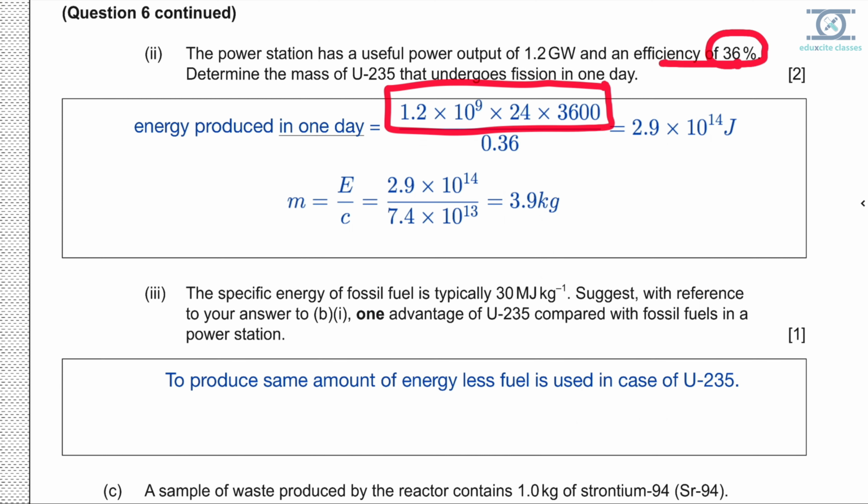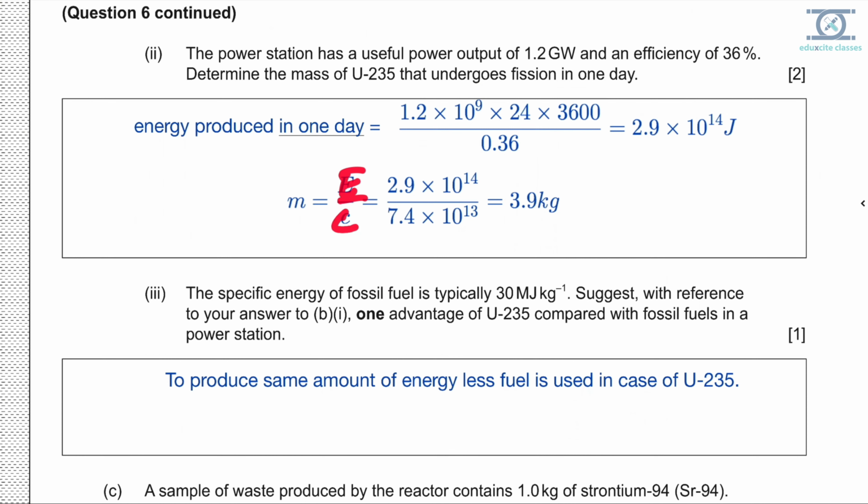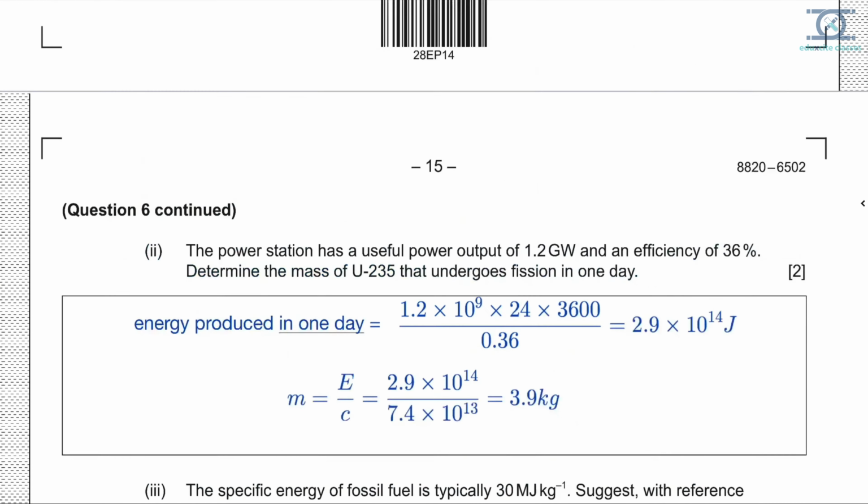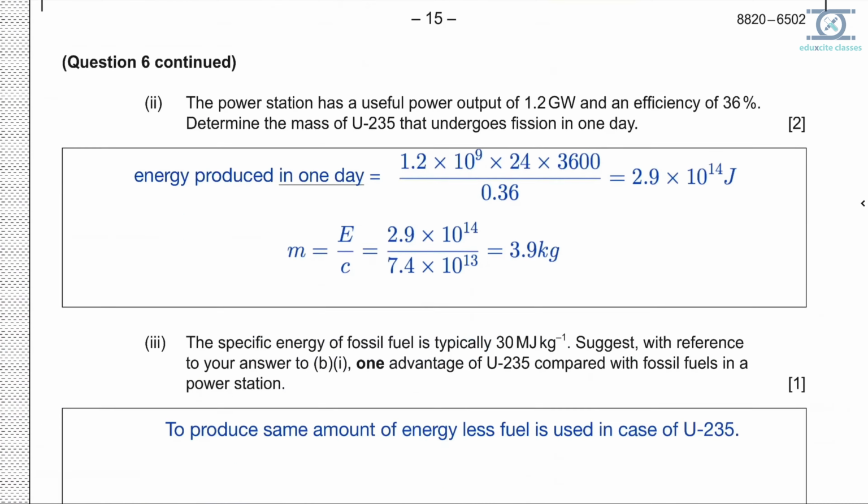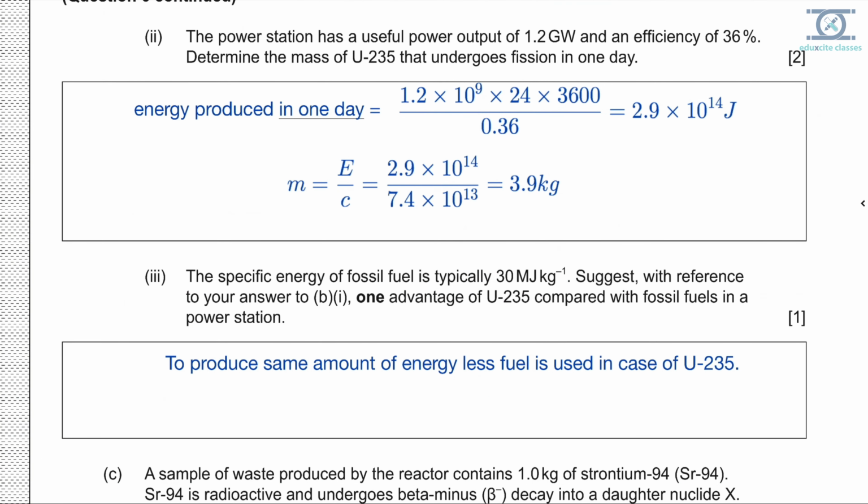Now the efficiency is 36%. So what we get as the output, we divide by the efficiency percentage. So this is the amount of energy which we are actually getting in 1 day. Again, we have to calculate the mass which has been used in 1 day. So energy upon the specific energy of the uranium-235, which we calculated in the above part. So 2.9 into 10 raised to power 14 upon 7.4 into 10 raised to power 13, you will get a value of 3.9 kg. So this much mass of uranium-235 has undergone fission in 1 day.